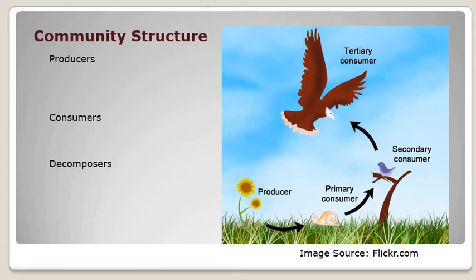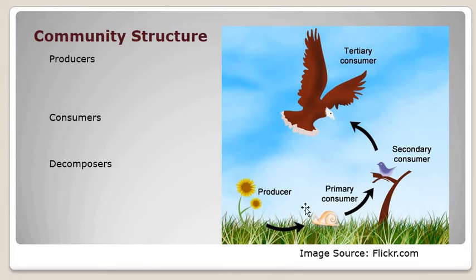Now let's see the community structure. The community is mainly composed of three types of organisms, and these are the producers, consumers, and decomposers. Producers, consumers, and decomposers. See here in the picture, what is that? Producers are there. Producers, plant material.